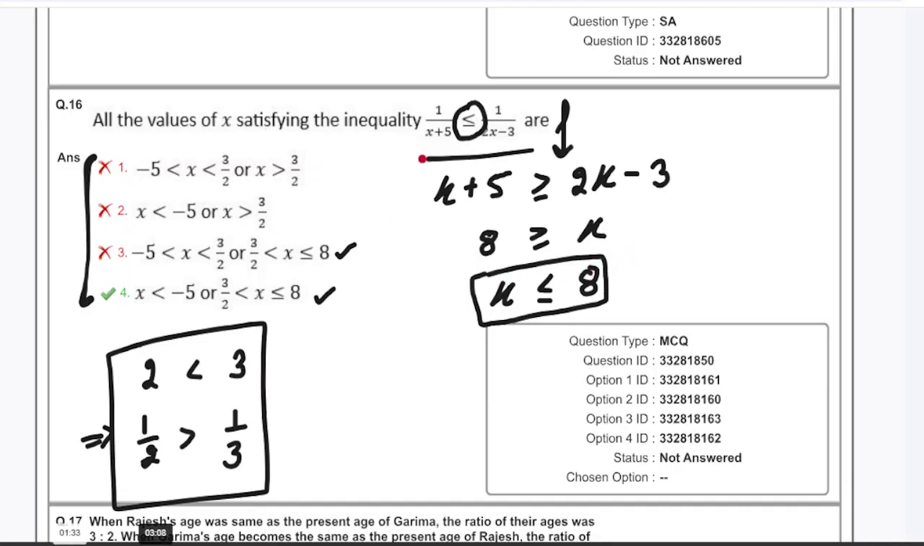Now, there are two critical points which we have. If we just see carefully, these expressions which have been given to us, 1 by x plus 5 and 1 by 2x minus 3, they will become infinite if x takes a value of minus 5 here, or x takes a value of 3 by 2 here. So let's find out this question further.